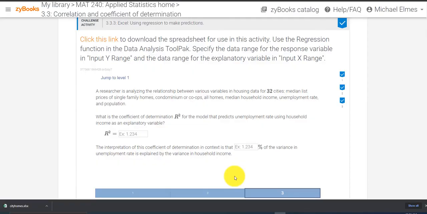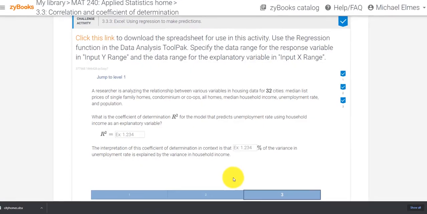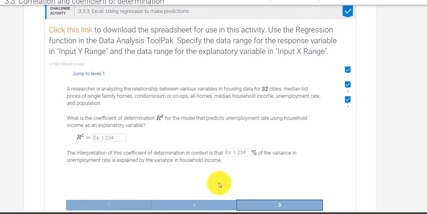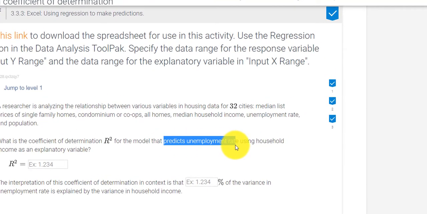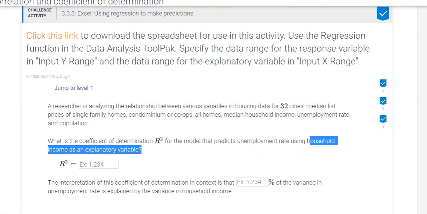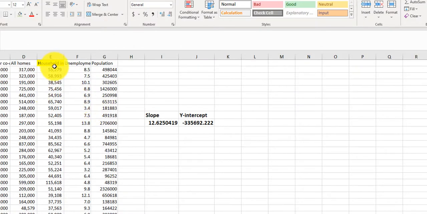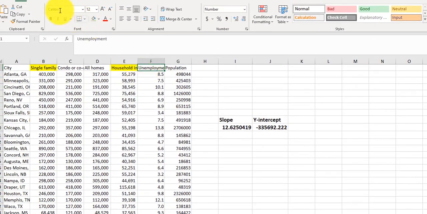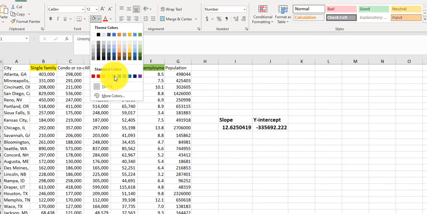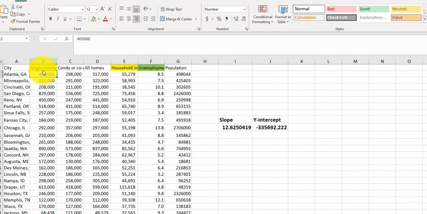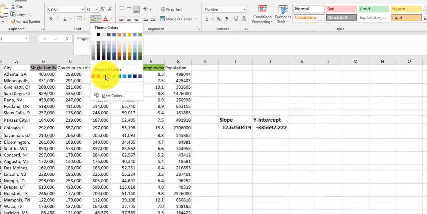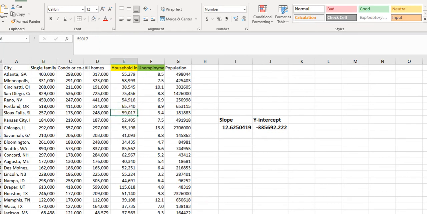And for the final part of challenge activity 3.3, we're going to answer a question surrounding r squared. Okay, so again, it looks like they changed the data sets on us. Unemployment rate and household income. So when I look at my spreadsheet, I have household income, and then here's the unemployment rate. So I don't need the single family data. Okay, so we need r squared.